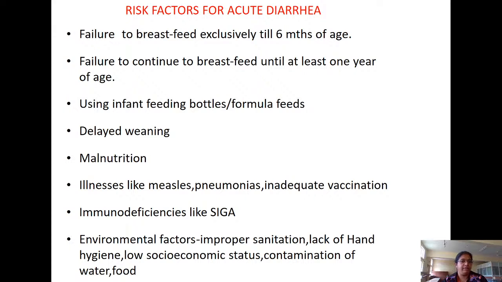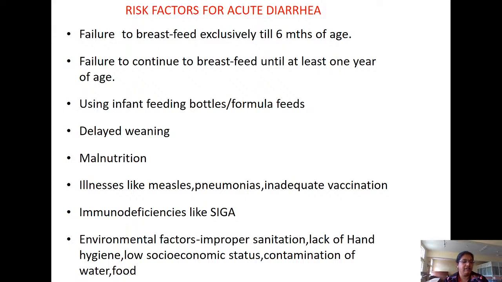Then delayed weaning. Many times they try to prolong the weaning. Once 6 months is reached, the production of the mother's milk decreases, and you have to supplement, because with a growing child the requirement will be more, so you have to supplement with weaning foods. If there is a delay in weaning, again the child becomes malnourished, and malnourishment and diarrhea is also a vicious cycle.